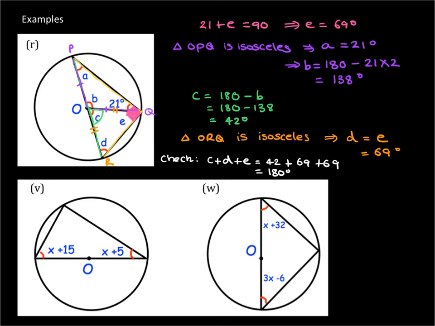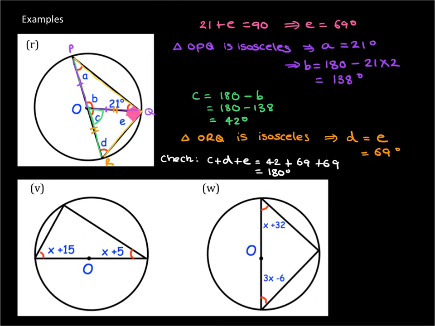So quite often, problems involving circle theorems and angles inside triangles in circles will involve a multi-step process where you need to think really logically through how you're going to solve the problem. Now, that's not the only way to do question R. That could have been solved in multiple different ways with different starting points, but that is a way in which we can work through it.